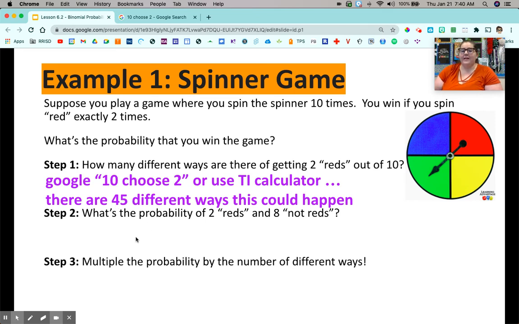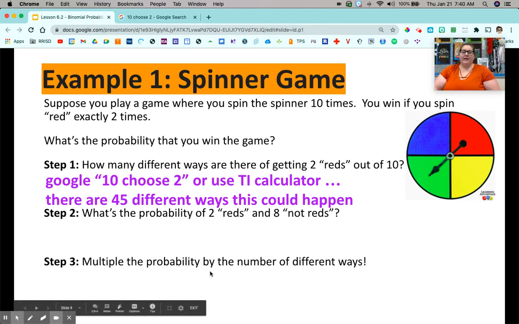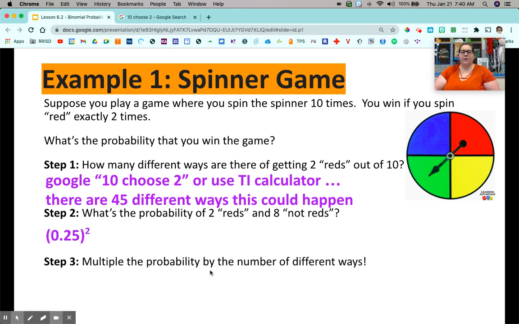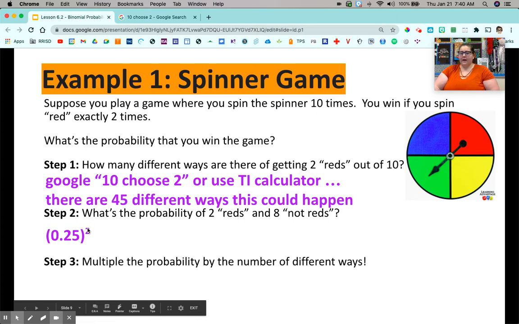So now that we know that, the next step is to find just the probability, using our basic probability rules, of getting 2 reds and 8 not reds. If we think back to last unit, this is an and. We want red and not red, not red, not red, not red, not red, 8 times. So I'm just going to multiply. And if I'm multiplying repeated times, we can look at that as putting in an exponent. So 0.25 squared, meaning we multiply 0.25 times itself.